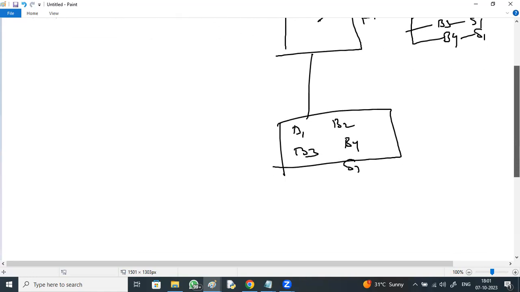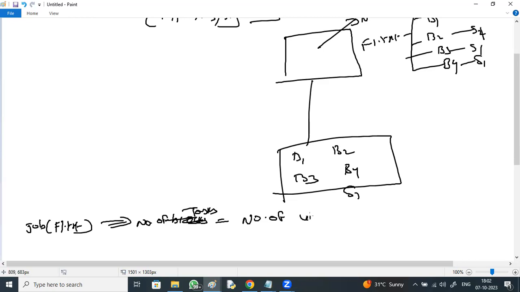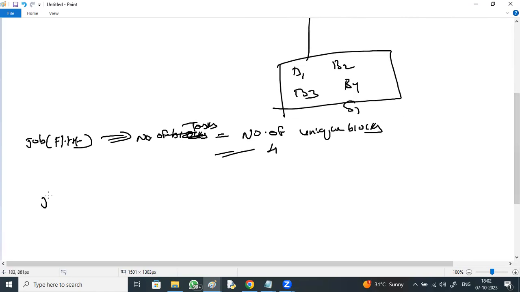Okay. Now, a job to process F1.txt. How many blocks? Number of tasks equals number of unique blocks. How many unique blocks? Four. A job to process F1.txt.